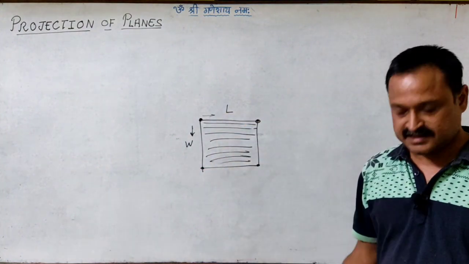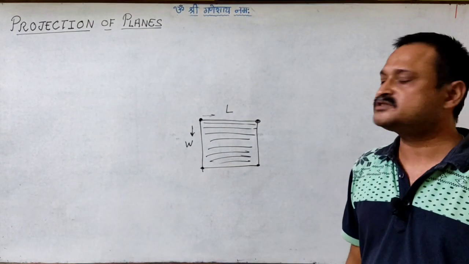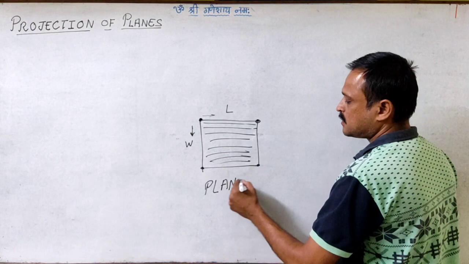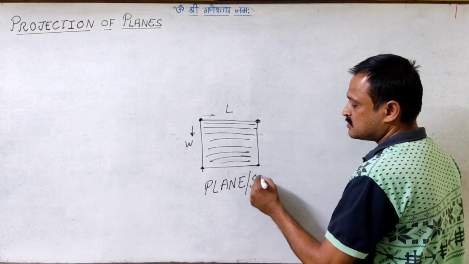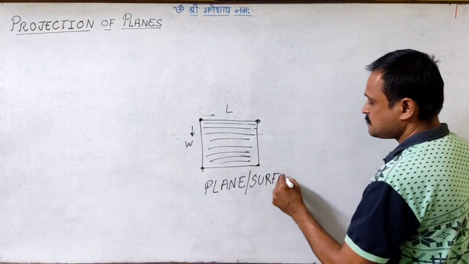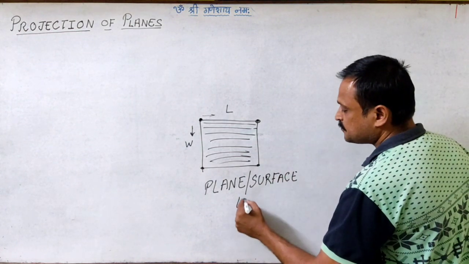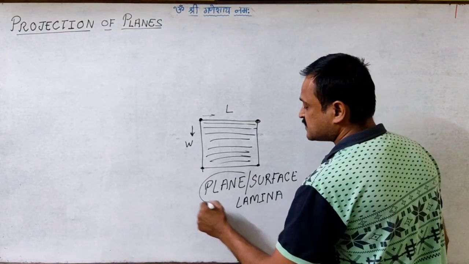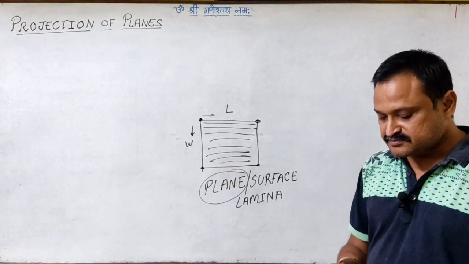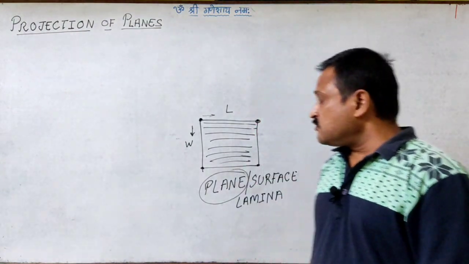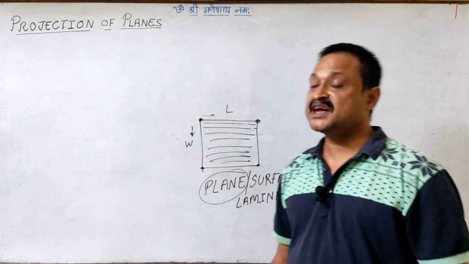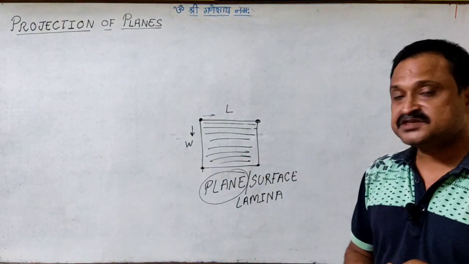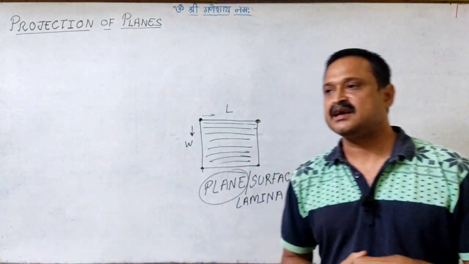So infinite lines are there, anyway, I can consider these lines. So we get this two-dimensional element called a plane or a surface or a lamina. We will be using the term plane most of the time. Now we will try to see how to get the projections of a plane, this plane being a two-dimensional element.